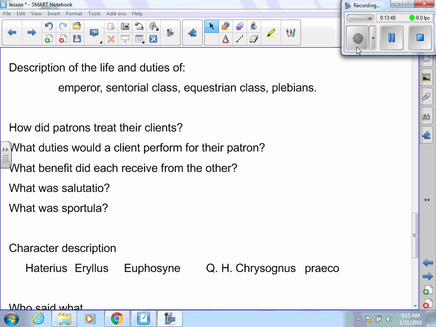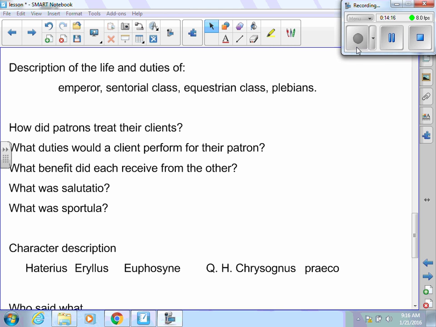What benefit did each receive from the other? Well, obviously this is a benefit to both of them. The patron would give the client money, he would give him food, he would give him legal counsel, he would basically protect him from places and things that he couldn't protect himself from. And in response to that, the client would vote for him, would support him socially in every way that he could.